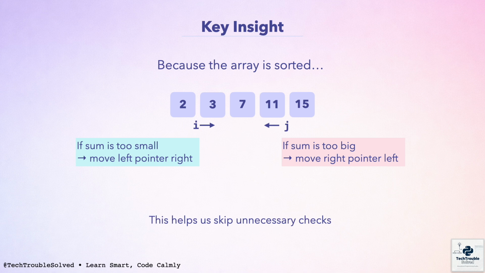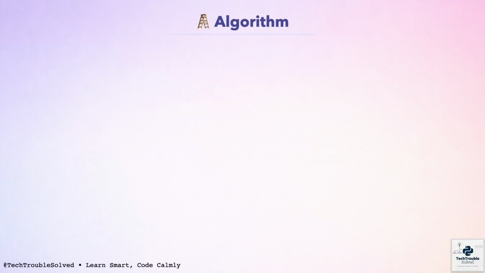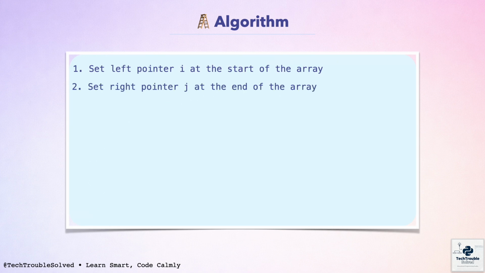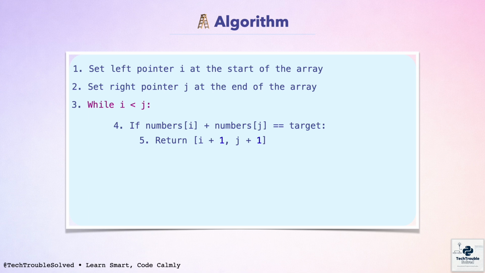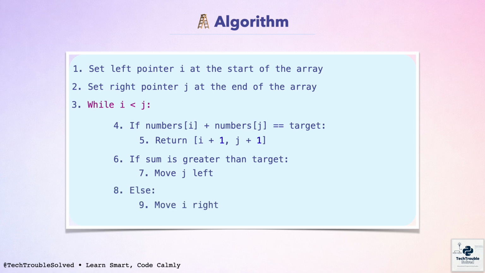Let's turn this idea into a clear set of steps. We start by placing two pointers, one at the beginning and one at the end of the array. While the left pointer is before the right pointer, we calculate the sum of the two values. If the sum equals the target, we return their one-based indices. If the sum is greater than the target, we move the right pointer left. Otherwise, we move the left pointer right.